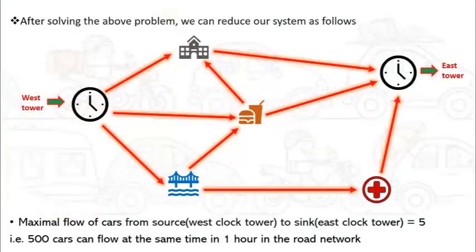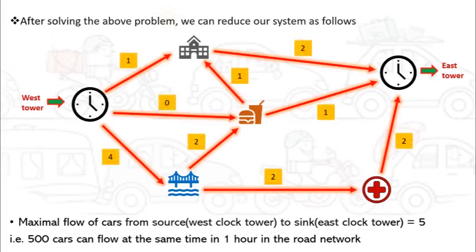When we solve our problem manually or using statistical software, we get the maximal flow of cars from the West Clock Tower to the East Clock Tower as 5. That is, 500 cars can flow at the same time in 1 hour in the road network. And here we can identify the maximal flow of cars going through each location. When we consider the flow from the West Clock Tower to the bridge, we can see there are 4, that is 400 cars can flow.